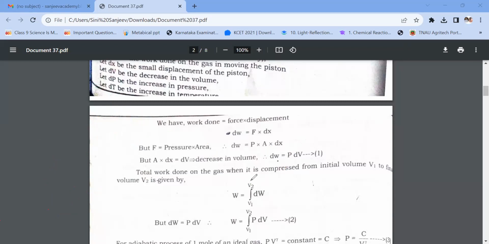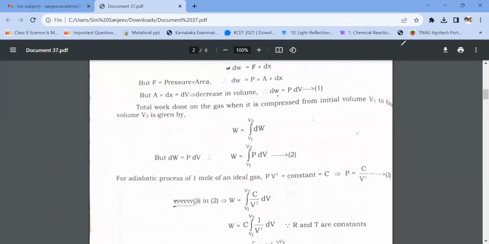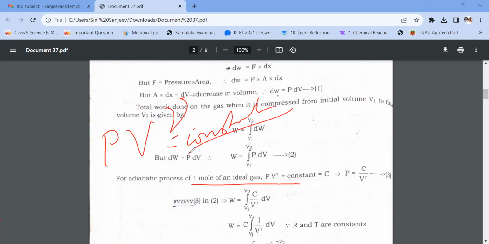Whatever we did in the isothermal derivation, the same thing I'm going to do here. Work done is the integral from V1 to V2 of dW, and dW is P dot dV, correct? Now we know that PV to the power gamma is a constant for an adiabatic process. That constant I will call C.